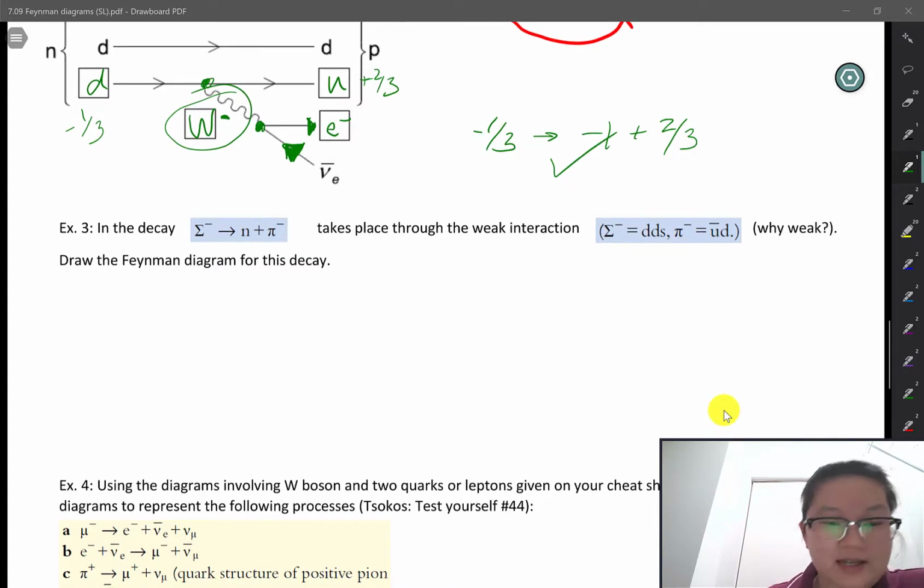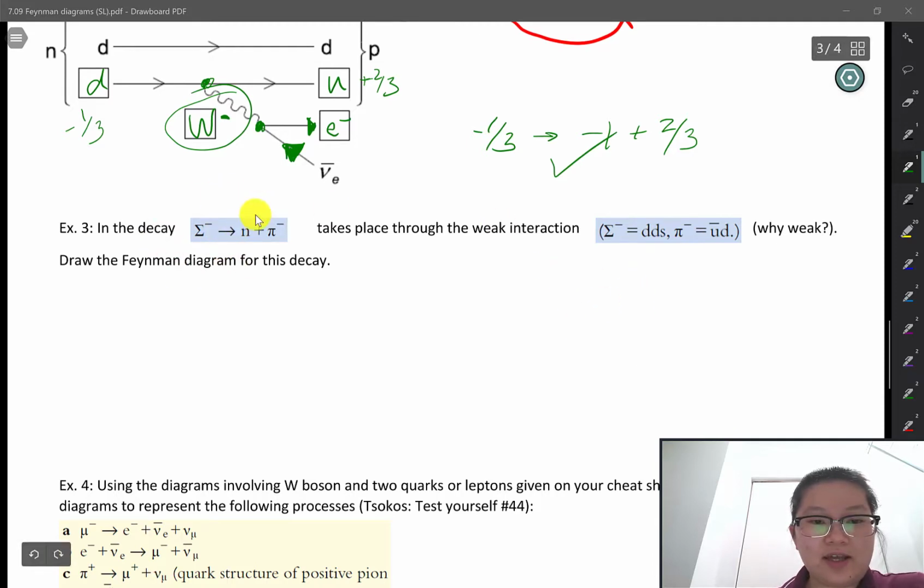Sigma minus gives off a neutron and a negative pion. Okay, it takes place through a weak interaction. We need to figure out why it is weak and also draw the Feynman diagram for this decay. Usually for most cases, actually for all the cases, you should not need to memorize any of the unique particles. It will tell you the quark composition of those. But you need to be able to take the quark composition and talk about the charges that are involved and hopefully break them down. So here we go.